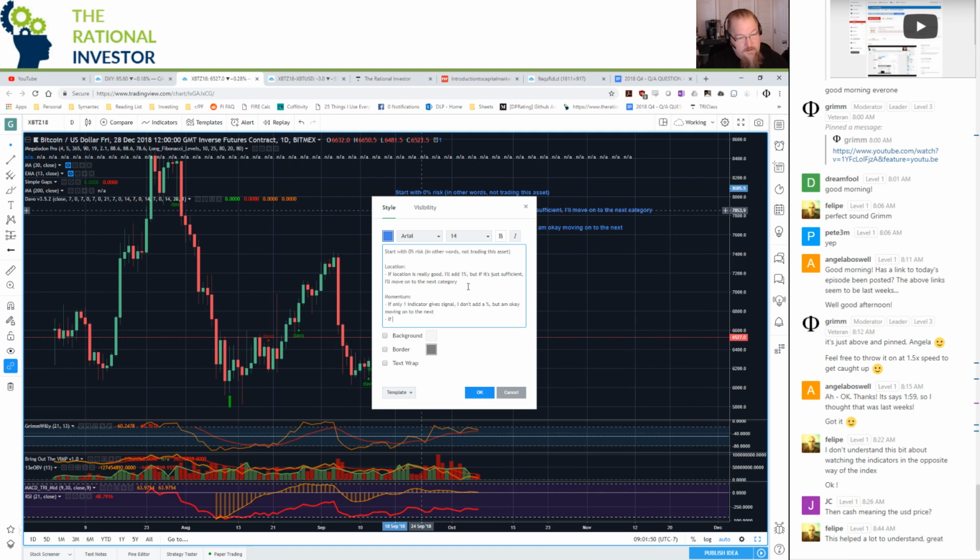If 3 or more indicators give signal, I add 1% to my trade. All right, and finally price structure. If price structure is very good, I will add 1%. Otherwise, I don't add a percent, but will enter the trade.